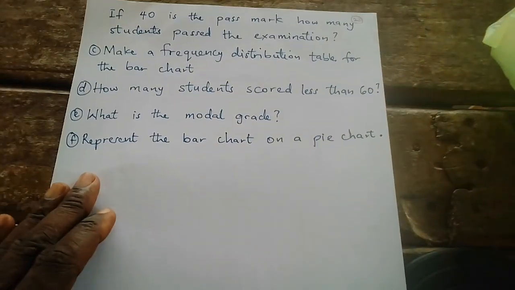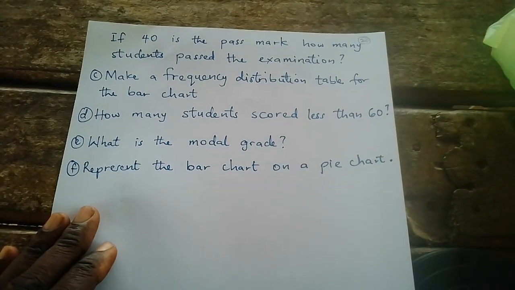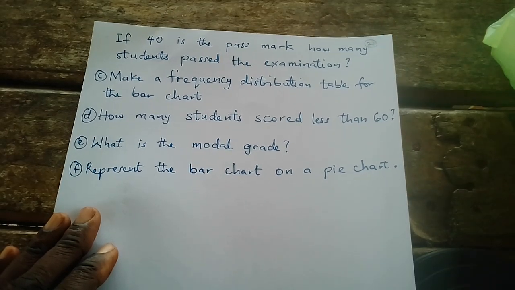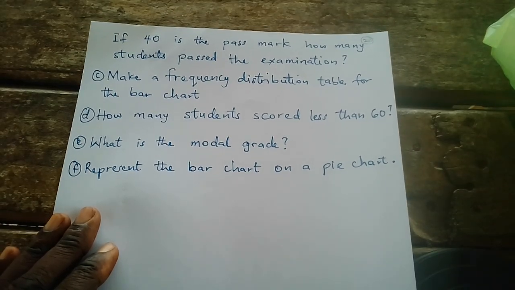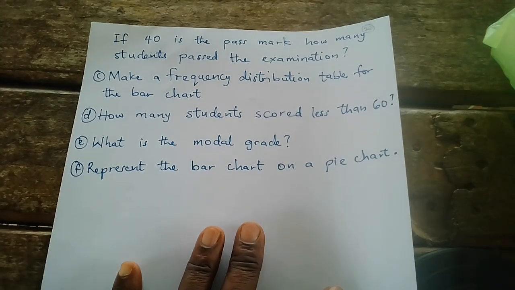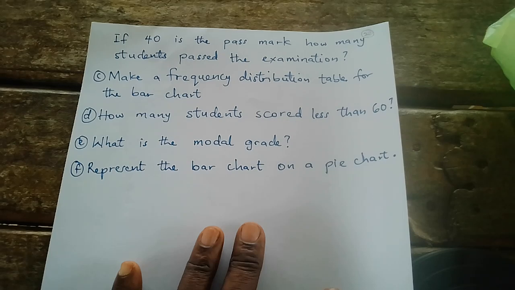Now, if 40 is the pass mark, how many students passed the examination? You interpret it so that you'll be able to understand. Then C, make a frequency distribution table for the bar chart. D, how many students scored less than 60?